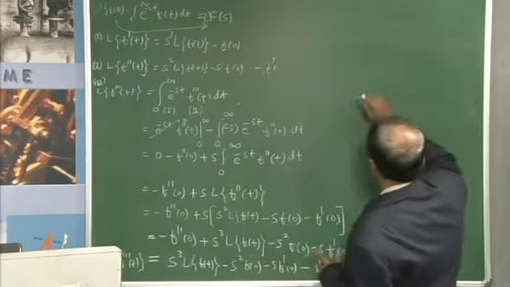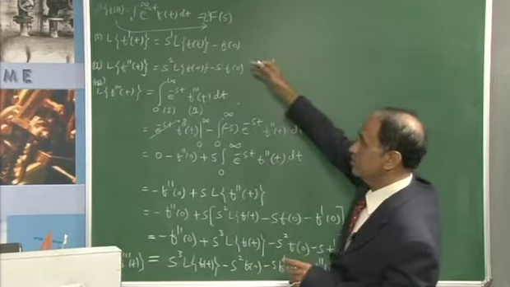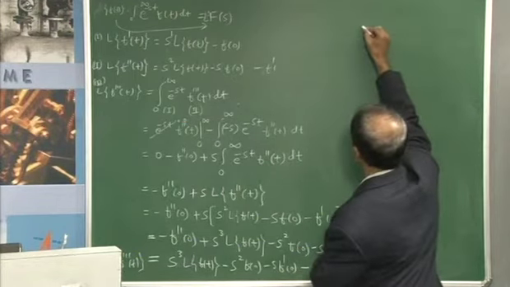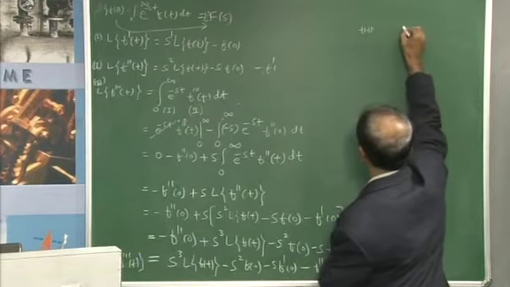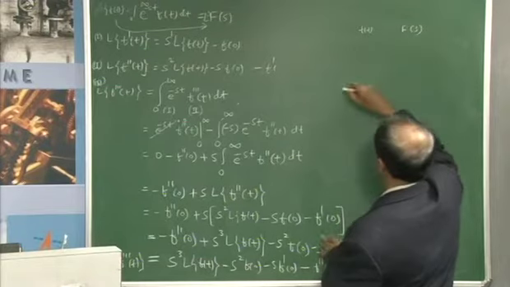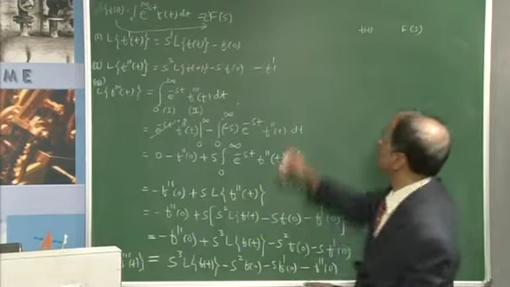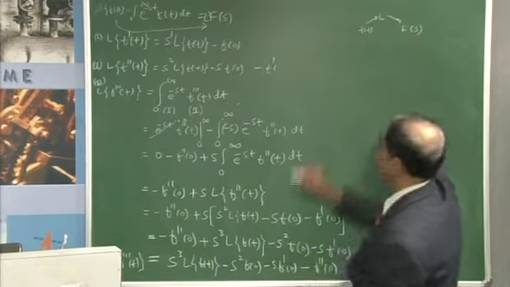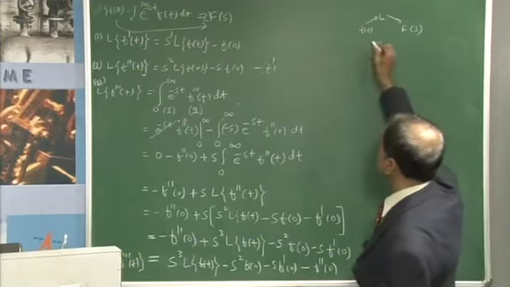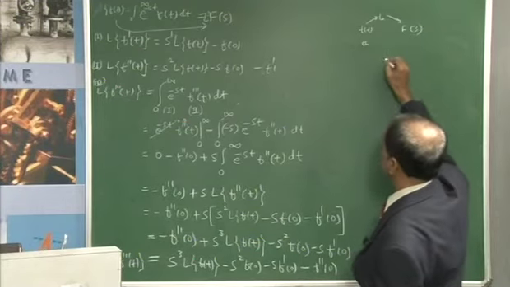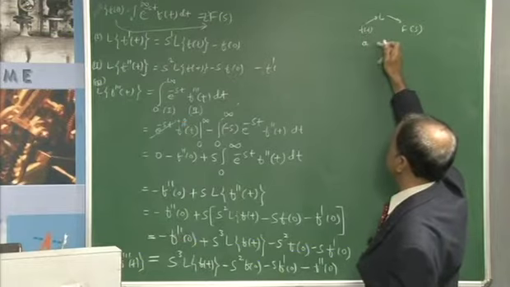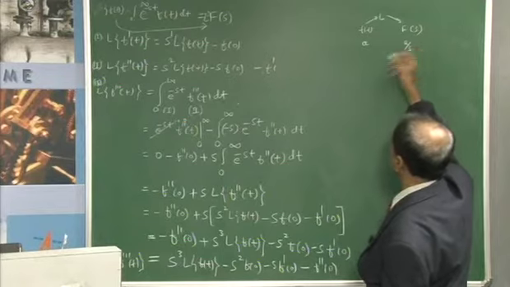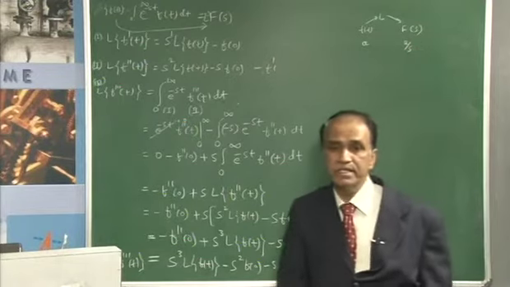Yes, let me write a list of formulas before going to the actual problems. First of all, this is f of t, and then F of s. I am sure that you have already studied this. For this, L is applied, and as a result it gives us F of s. First one, for example, a, that means f of t is equal to a. L of a is equal to a by s. That means a is any number in the real number system.